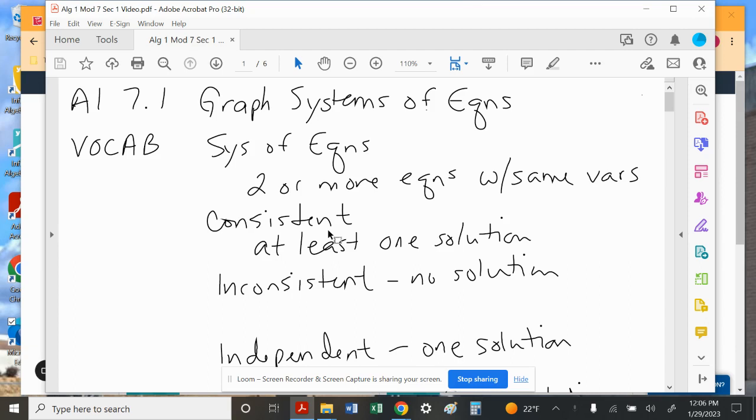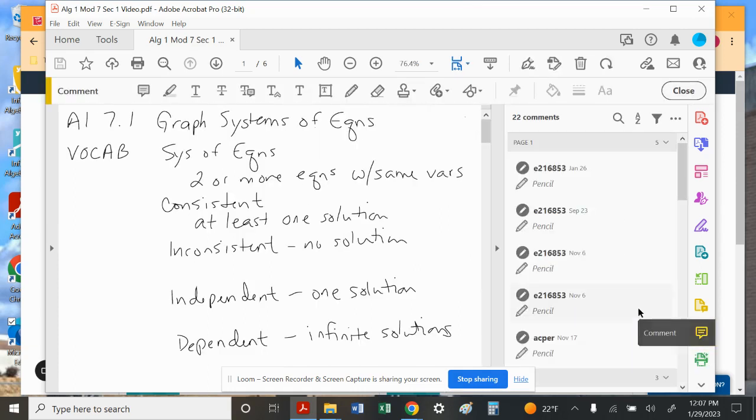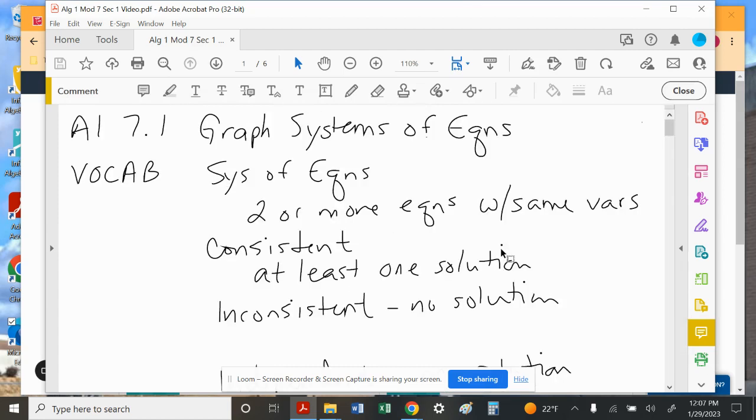When we're graphing a system of equations, we graph them, figure out where they cross, and that's what is known as the solution. So a couple of vocabulary terms. First off is systems of equations. That is where we have two or more equations with the same variables. Now, what does that mean? That means we have two equations that have x and y, or two equations that have a and b, or so on. Normally, of course, we're going to be dealing with x and y.